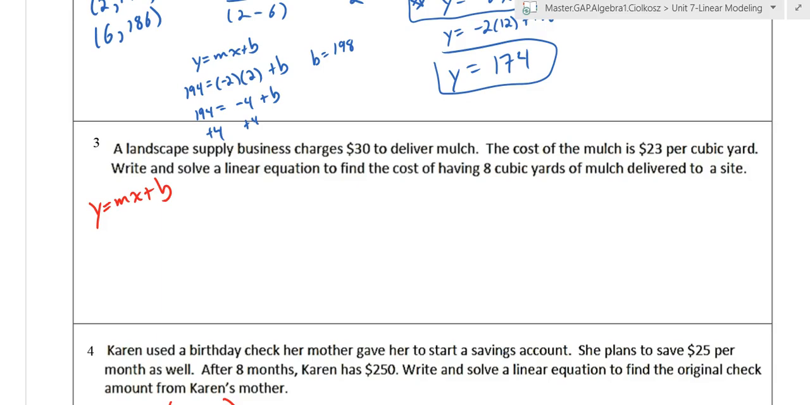Now this one, here's why we could see this one's kind of our easier one. So a landscape supply business charges $30 to deliver mulch. Well, that's a one-time fee. And the cost, $23 per cubic yard, so there's my M. Well, I already have that M and B, so I can write my equation very quickly. Now, 8 cubic yards, well, that cubic yard thing, that one goes with our x, because that's dealing with our slope, so I'm going to plug in 8 there.